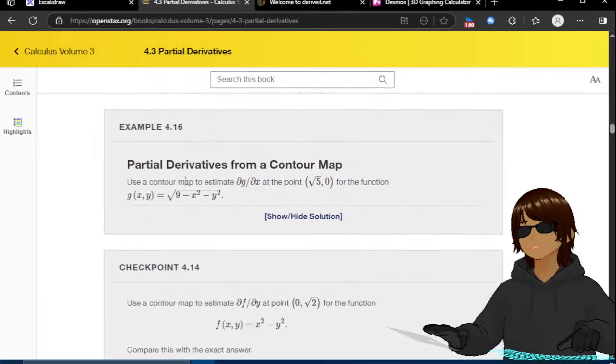Use a contour map to estimate this at a point root 50 for this function. Hmm, hold on.